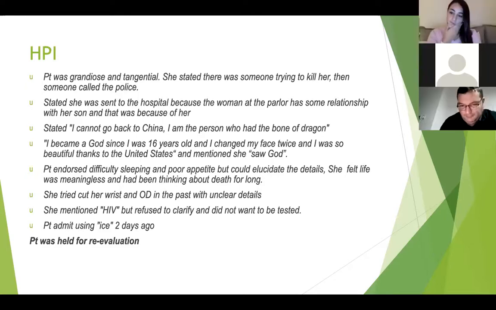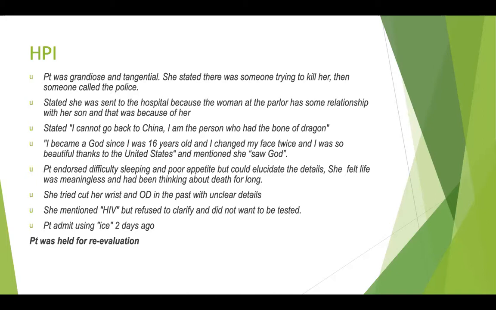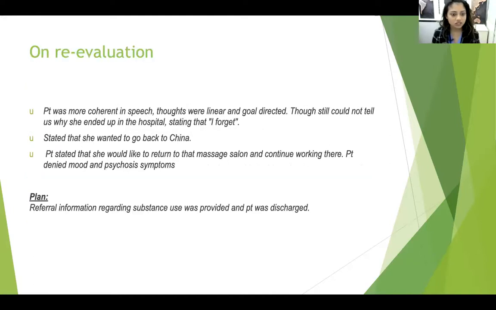It sounds like again, she's coming paranoid and she is also grandiose at the same time. But somehow, again, we get the vibe that she is being forced to do something and something's happening to her against her will. So we held her, and on reevaluation the next day, she was more coherent in speech. Her thoughts were linear and goal directed. She still couldn't tell us why she ended up in the hospital, and she said that she forgets. She said she wants to go back to China, but still would like to return to the massage parlor and continue working there. She denied mood and psychosis symptoms.